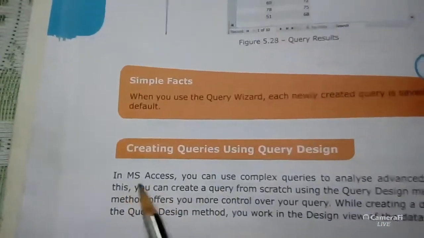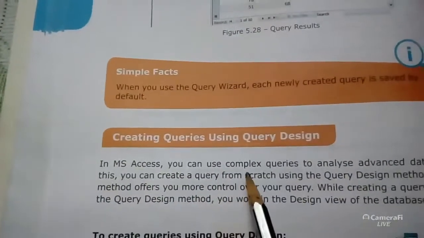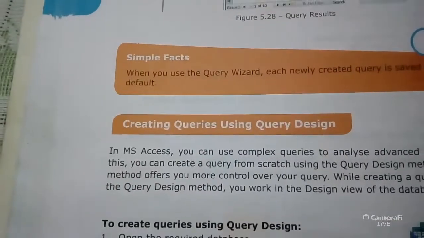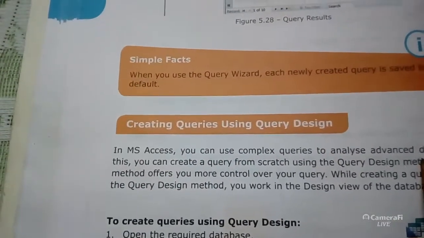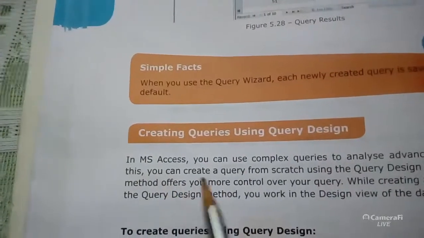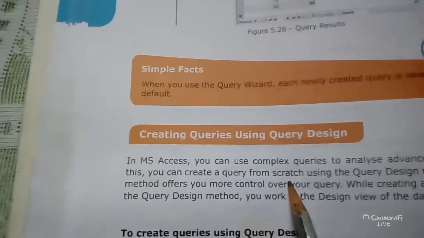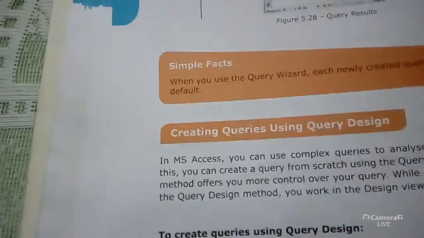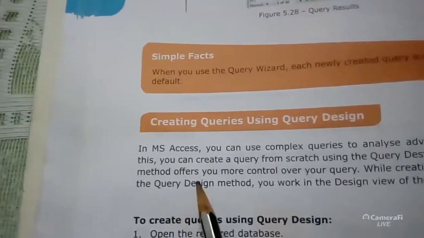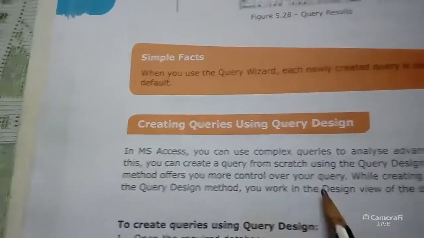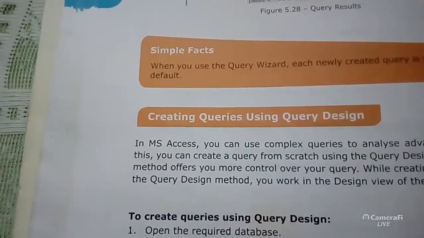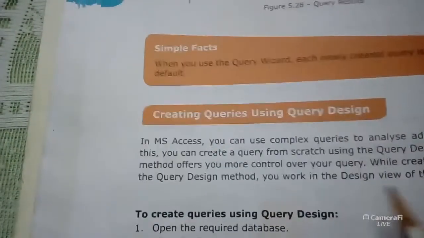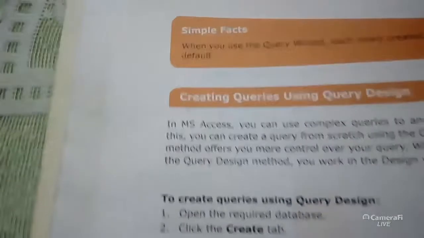Now, in MS Access, you can use complex queries to analyze advanced data. For this, you can create a query from scratch using the query design method. This method offers you more control over your query. While creating a query using the query design method, you work in the design view of the database.